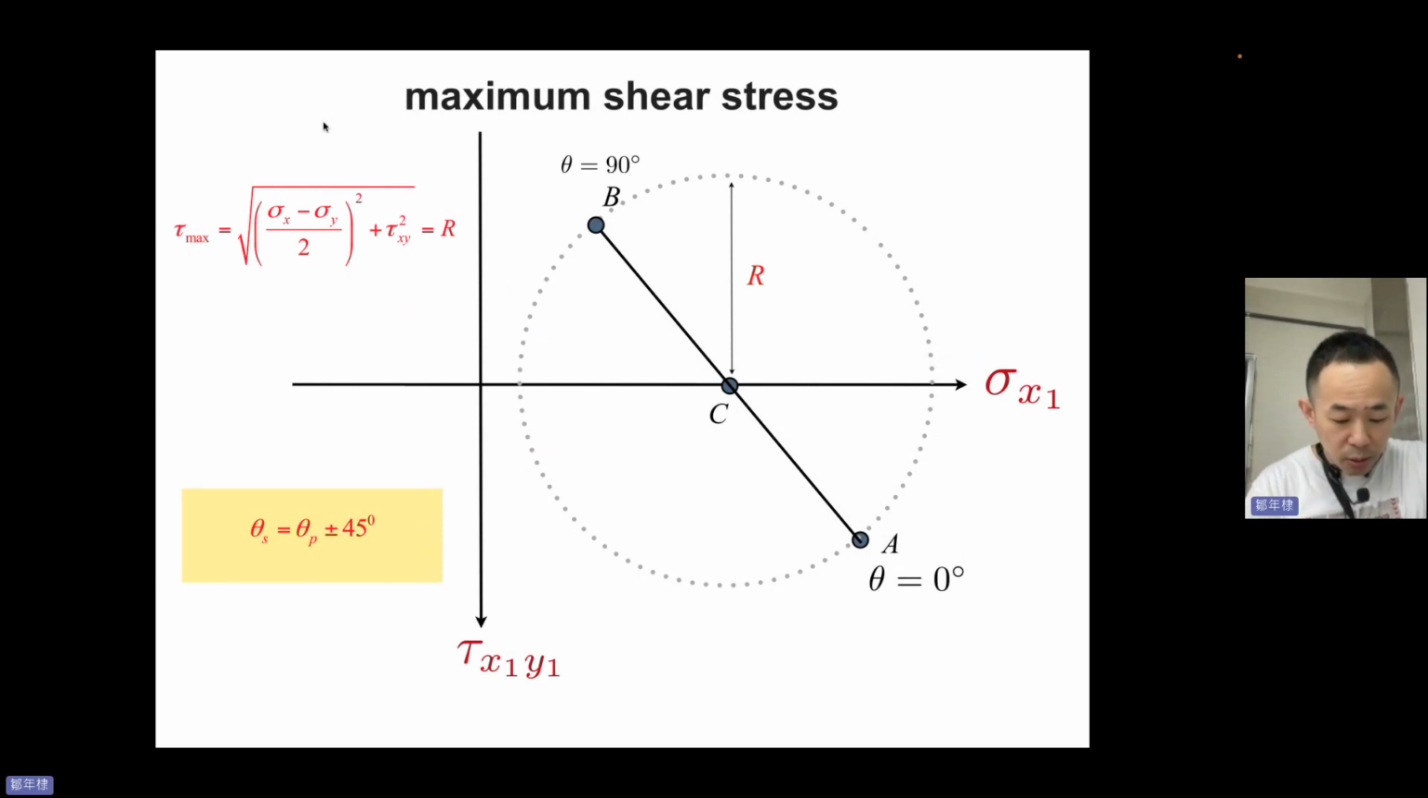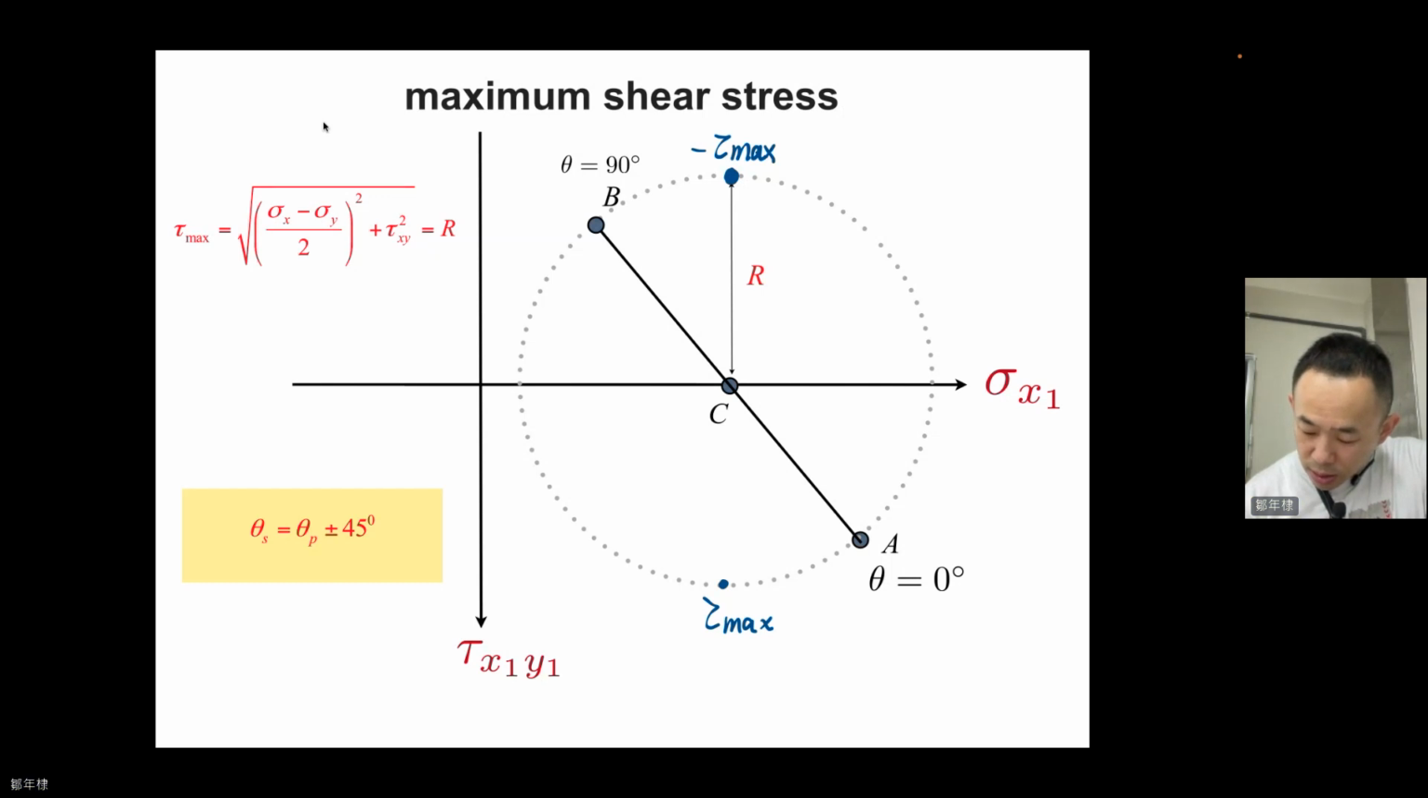Then we talk about maximum shear stress. You can imagine where the maximum and minimum shear stress are. Of course, at this place. Here is minus tau max. Don't forget the minus, because pointing upward is negative for tau x1y1. So you can see that tau max is actually a value, not a symbol.